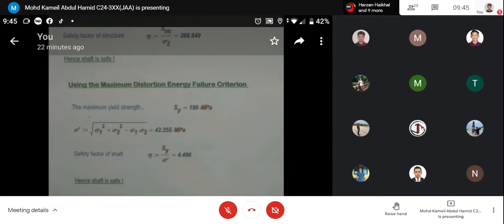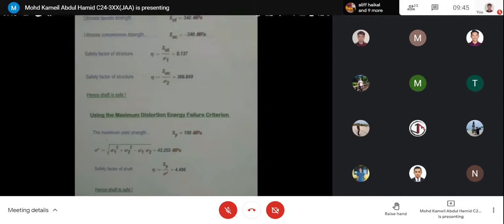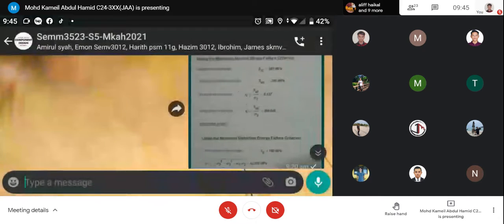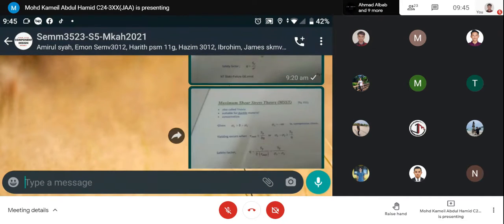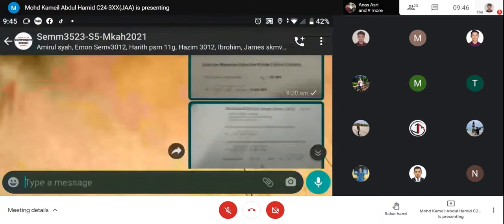We get sigma prime of 42.255. Now calculate the safety factor of the shaft: SY 190 divided by 42, you get 4.4. Compare with 1.25, your shaft is still good, still more than 1.25. So that is the approach that you need to use for the problem.